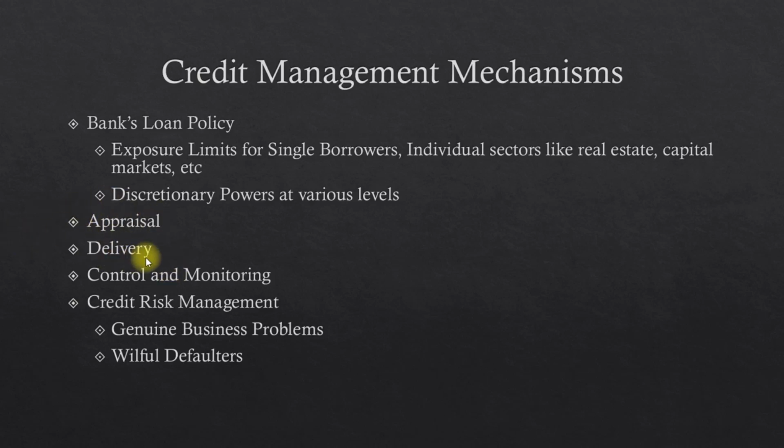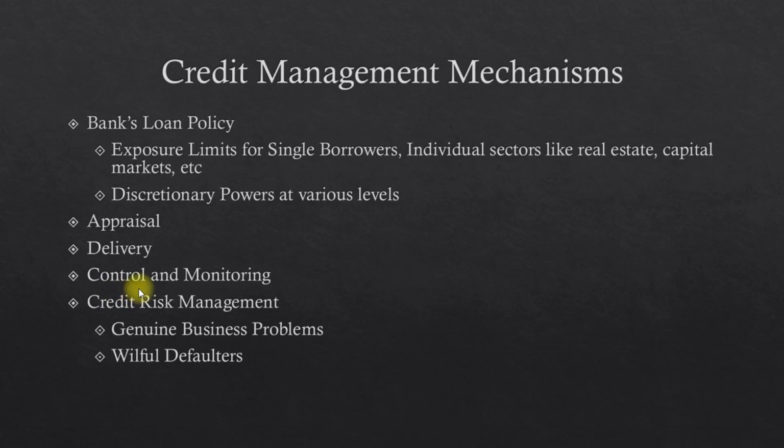Next one is delivery, which is a credit management mechanism. So it's actually part of the credit management process. Now, what is it in delivery? This has direct relationship to creation of charges over security as well as documentation of the loan. So it covers methods of delivery such as loan or cash credit in case of working capital limits, and involves certain procedures for the disbursal of term loans. So that is delivery.